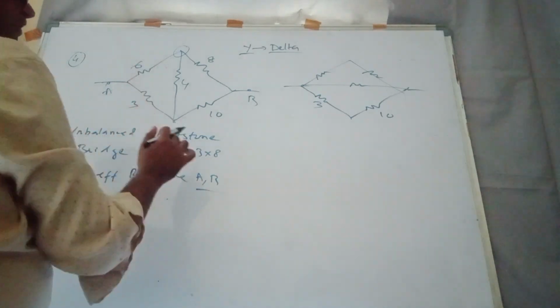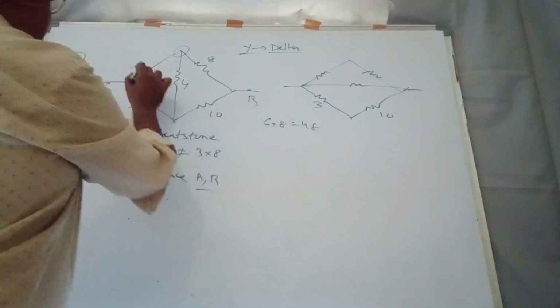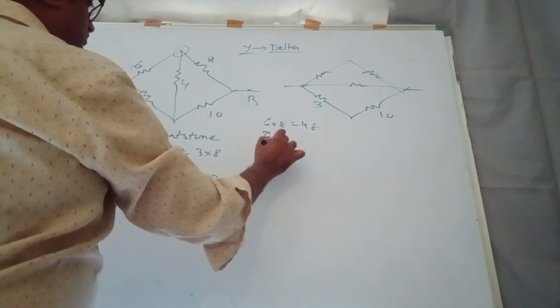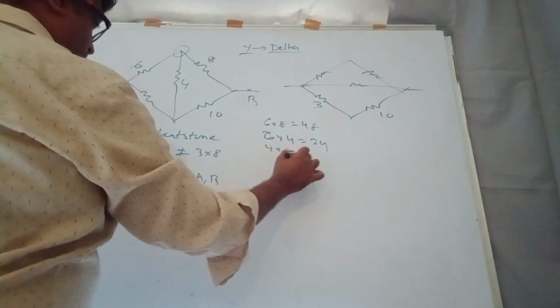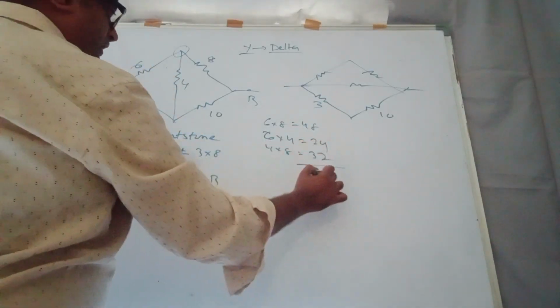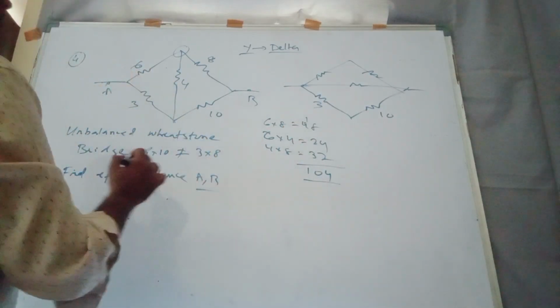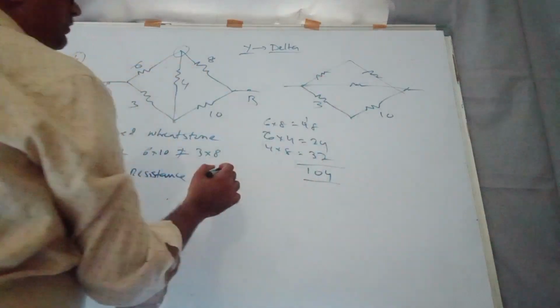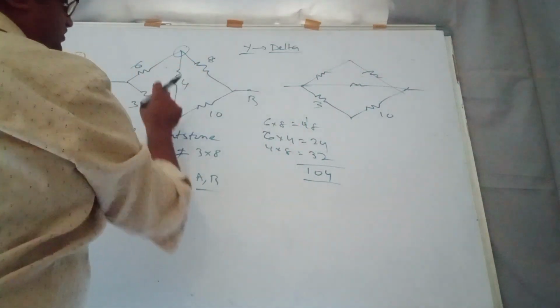You do this calculation first. 6 into 8, 48. Then 6 into 4, 24. 4 into 8, 32. Okay, add them: 48 plus 24 plus 32 is 104. Now suppose you want this particular resistance value, you have to divide by the opposite one. The opposite one is this.